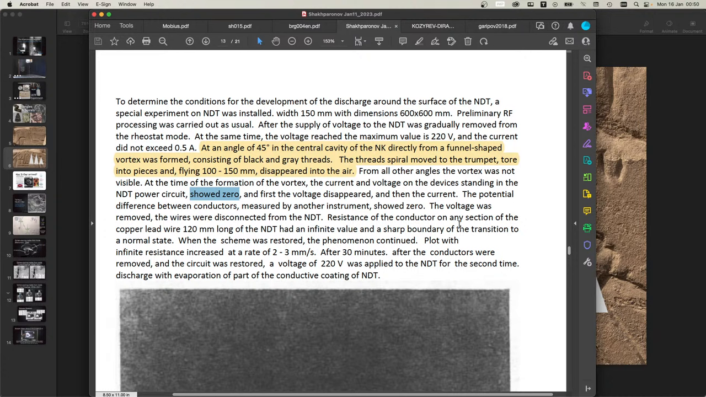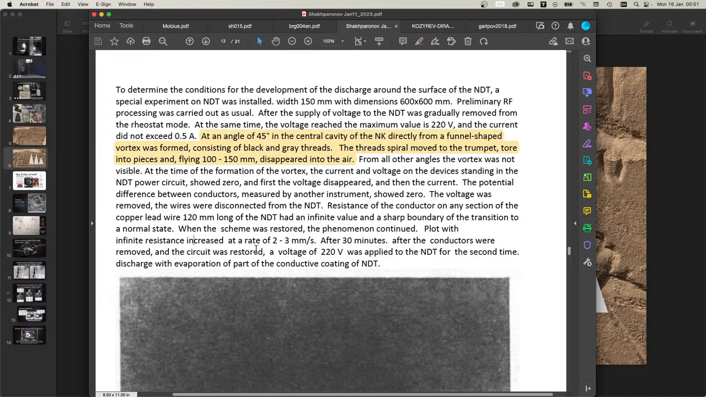Resistance of the conductor on any section of the copper lead wire, 120 millimeters long, of the Möbius strip had an infinite value and a sharp boundary of the transition to a normal state. When the scheme was restored, the phenomenon continued. The plot with infinite resistance increased at a rate of 2 to 3 millimeters per second after 30 minutes.